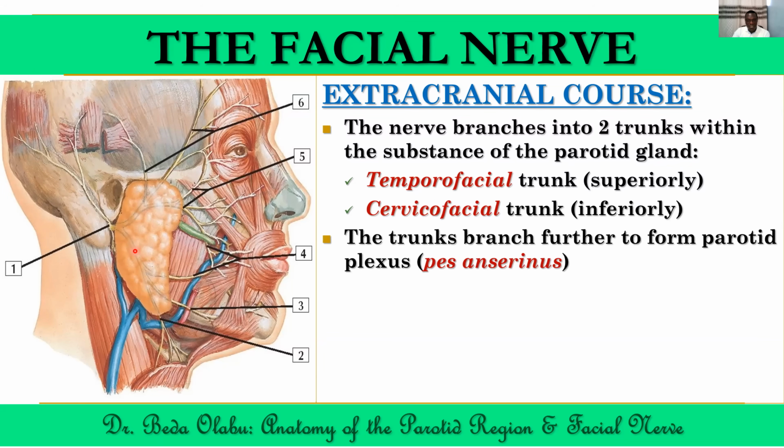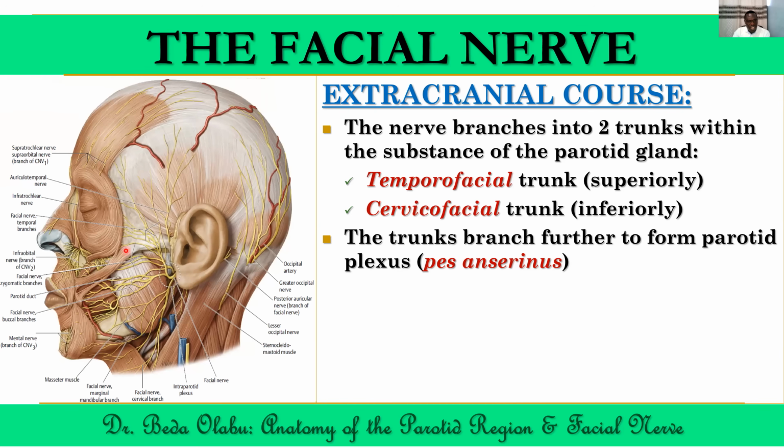These two trunks further divide into other branches, so kind of forming a plexus. We can see a plexus there, we can see a plexus here. And as a matter of fact, sometimes these ones also reunite to form even extensive plexus. And so the plexus formed by the facial nerve branches within the parotid gland looks like the foot of a duck, and that's why it's called the pes anserinus.